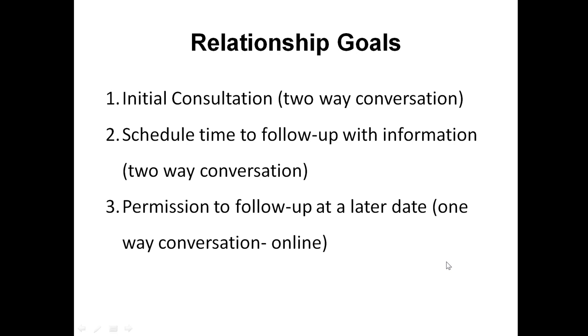And then number three, if I can't get the initial consultation, if I can't get them on the phone or email or face-to-face to get a time to follow up with information, I want to get permission to follow up at a later date. This is an opt-in permission-based relationship. Now, the difference here is this is a one-way conversation. In other words, it's an online conversation. Someone has maybe just requested some information from me. It could be a white paper, it could be access to my design library, it could be to receive open house invitations, whatever it is. They're not ready to have a two-way conversation, but they have given me permission to follow up with them.